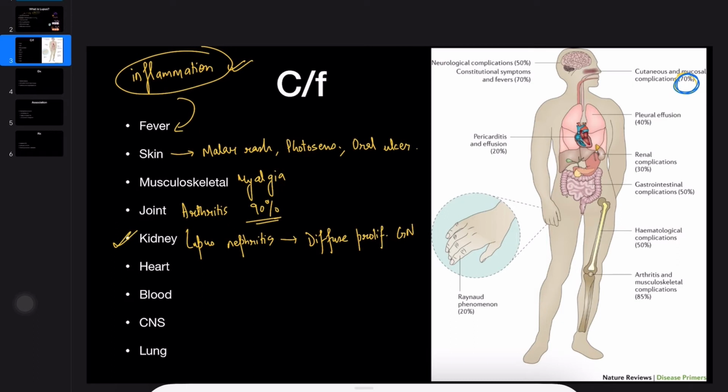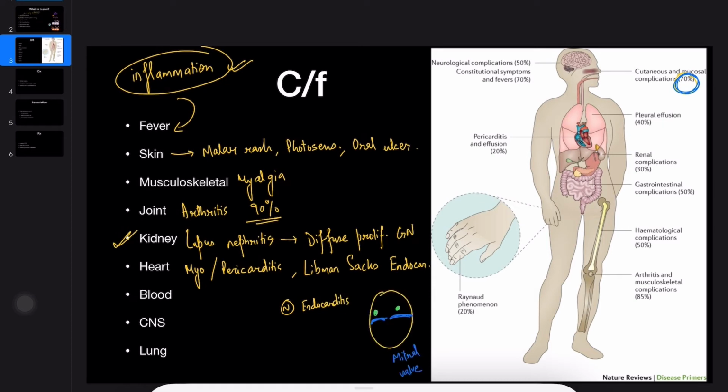Inflammation in the heart will give rise to myocarditis, pericarditis or Libman-Sacks endocarditis. Libman-Sacks endocarditis is a special kind of endocarditis, and this is how. Normally in endocarditis, you see vegetations in the mitral valve, but they are only present on one side of the valve, either above or below. However, in Libman-Sacks endocarditis, you will see vegetations on both sides of the valve. Libman-Sacks is also high yield.